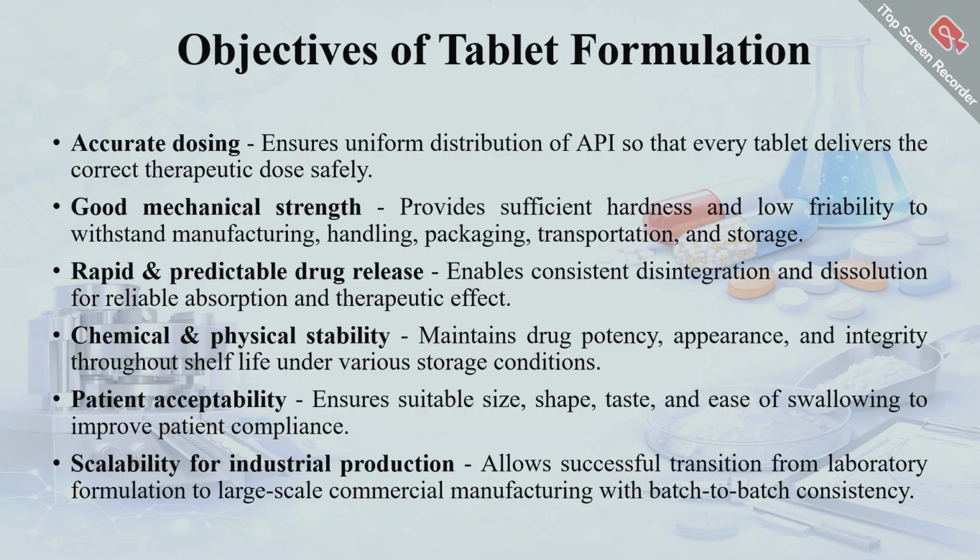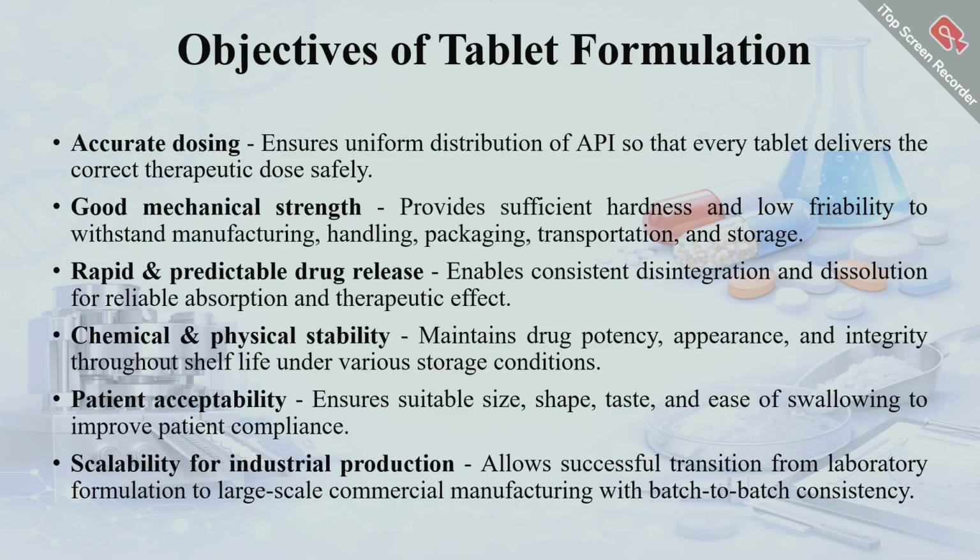Next, objectives of tablet formulation. See here, first one is accurate dosing. As I said, each tablet should contain a uniform amount of the API so that it should fulfill the purpose of its dosage strength. And also good mechanical strength. While manufacturing, a tablet should undergo some compression. So whenever it is going through compression, a large amount of force will be falling on the tablet, so it should withstand that force. It should withstand the manufacturing, handling, packaging, transportation, and storage, and also rapid and predictable drug release. It should ensure consistent disintegration and dissolution for reliable absorption and therapeutic effect.